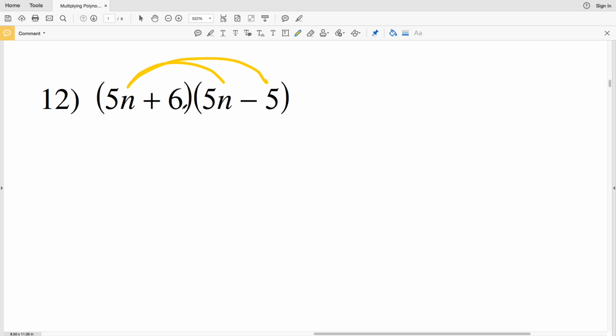First, outside, inside, last. 5n times 5n, and then switch this to adding the negative. So now I'm going to add 5n times negative 5.